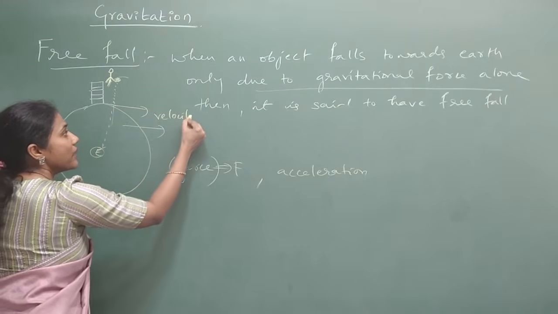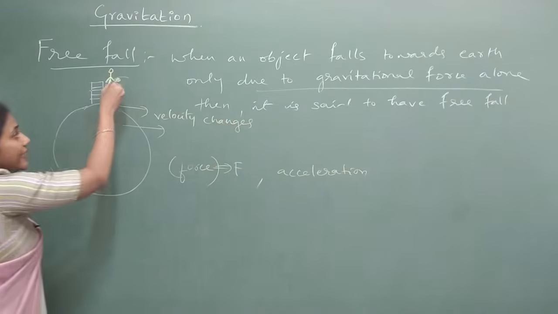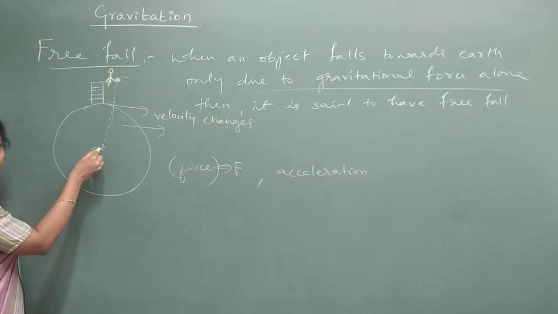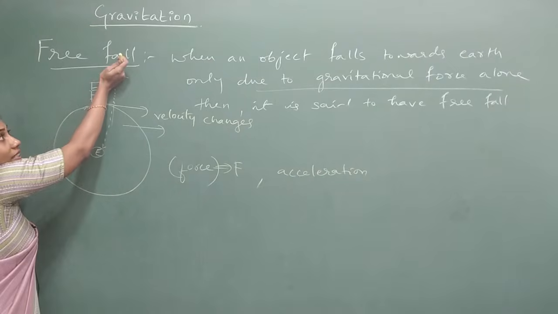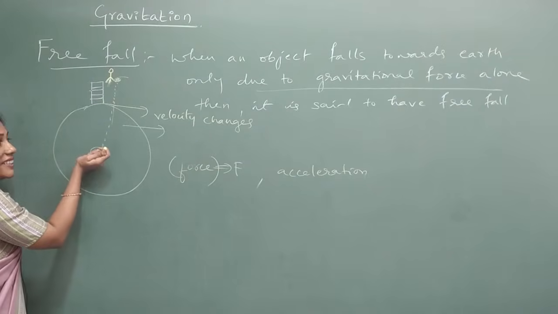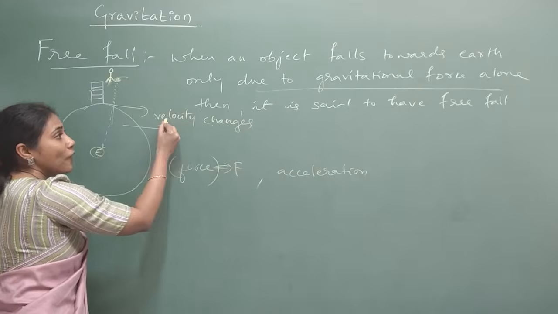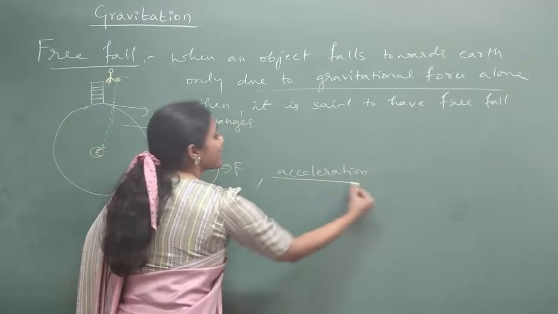Velocity changes. Its velocity changes. And velocity increases as it approaches the ground. Here the initial velocity is 0, but the final velocity gradually increases as it reaches the earth. That you remember. So velocity changes. Rate of change of velocity is called acceleration.